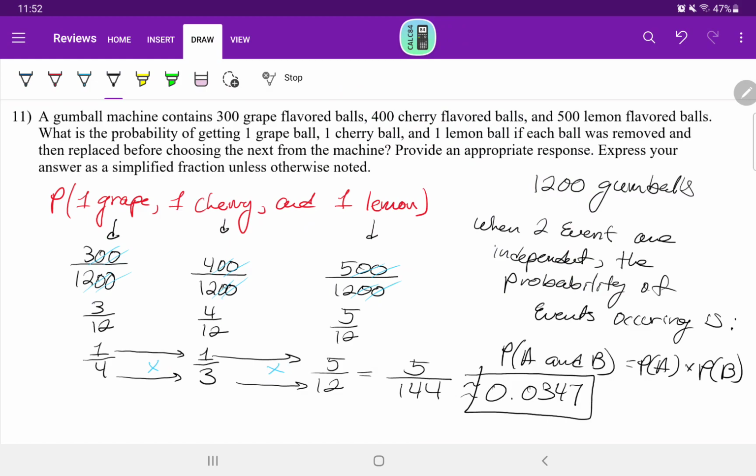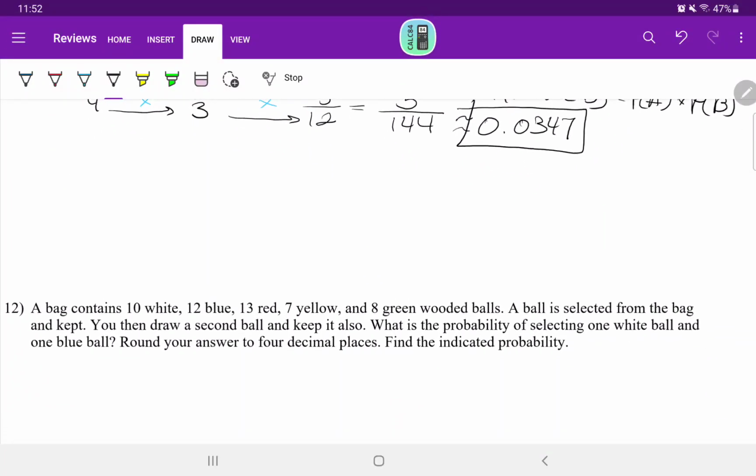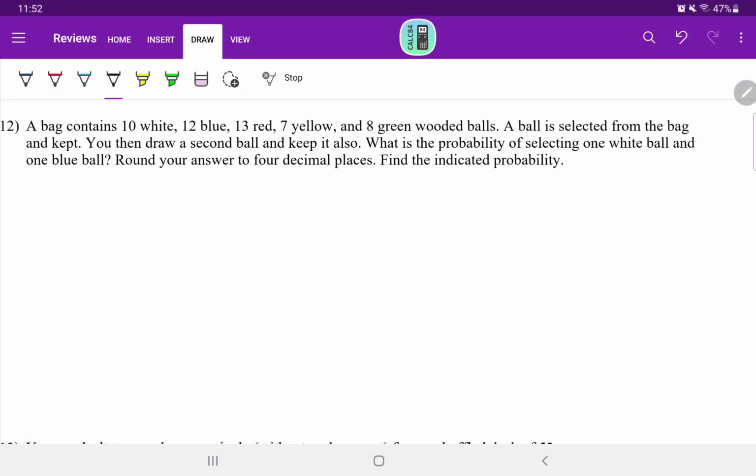Let's move on to the next question. And let's see, can we understand the difference between number 11 and number 12? Because number 12 says, a bag contains 10 white, 12 blue, 13 red, 7 yellow, and 8 green wooden balls. A ball is selected from the bag and kept, which means you take the ball out of the bag and you do not replace it. So for each and every time you go into the bag, there is always going to be one less selection.